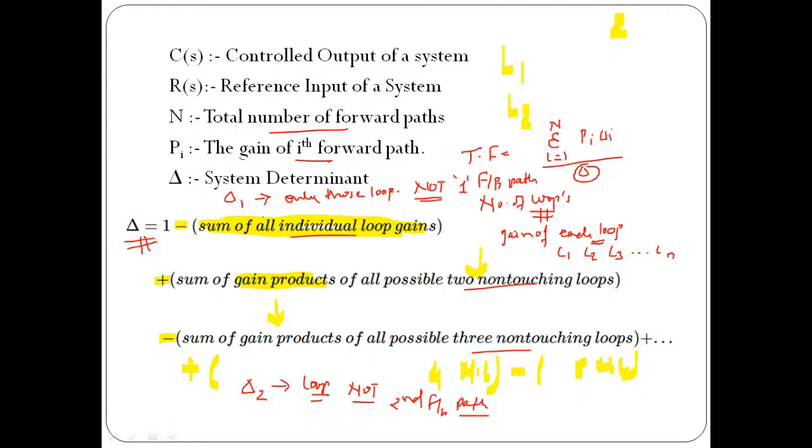That's why in most cases the value of delta 1 or delta 2 is going to be 1. Or if we have a pair of loops which are not in physical contact with the corresponding forward path, only the gains of those loops we need to take care of while calculating the value of delta 1 or delta 2. If we solve some numericals on this, then only you can understand what exactly delta is and how to calculate the values of delta 1 and delta 2.